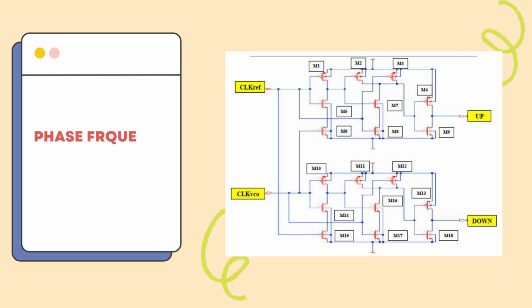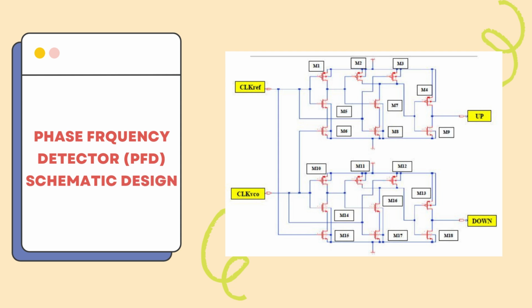Now, let's dive into the heart of our phase frequency detector, the transistor-level schematic of our high-speed phase frequency detector, or HSPFD. This crucial component is implemented using 130 nanometer CMOS technology. As you can see in the diagram, the HSPFD takes two input clock signals, clock ref, which is our stable external reference, and clock VCO, the feedback signal from the voltage-controlled oscillator.